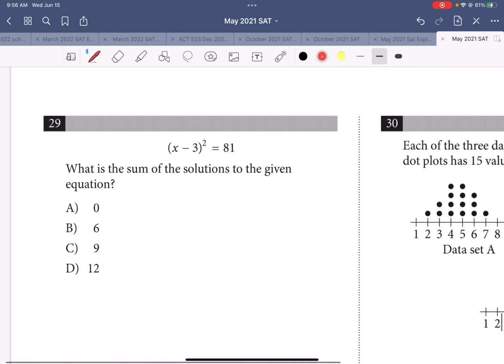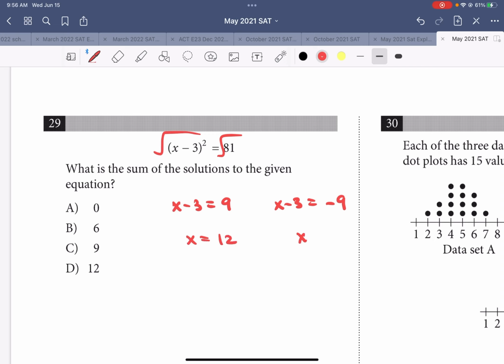Number 29. What is the sum of the solutions? One way you can do, you can find the actual x value by taking the square root. So x minus 3 equals square root of 81, which is 9, or x minus 3 could be negative 9 also, because plus minus comes out when you take the square root. So x equals, when you add 3, 12, or x equals negative 6. So when you add up, the sum is 6.